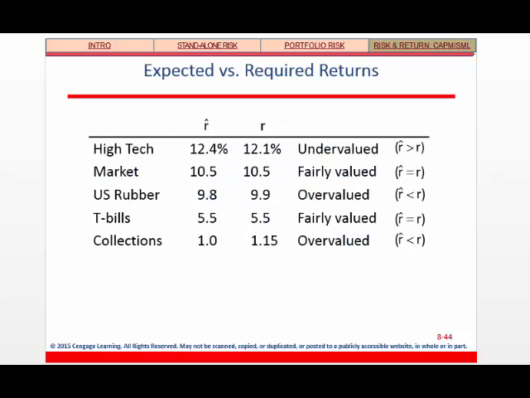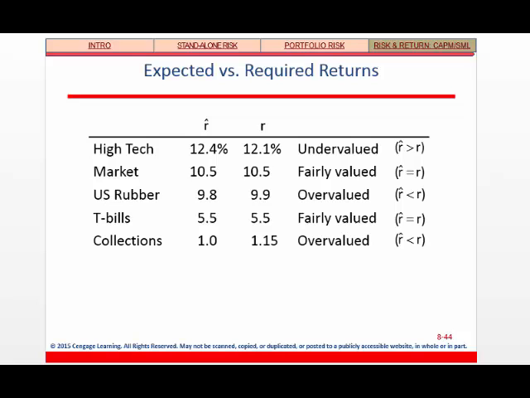Now, once you've calculated each one of those expected rates of return, you can compare it to what's known as the required rate of return. If required is what you require and expected is what you're going to get, then you can make some kind of decisions here. So with high tech, if I expect to get 12.4%, but I only require 12.1%, then I'm going to think that high tech is somewhat undervalued. The market looks like they're both equal, fairly valued. U.S. Rubber, I expect to get 9.8%, but my required return for this amount of risk is 9.9%, so that means this is overvalued.